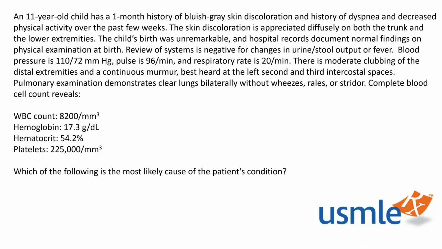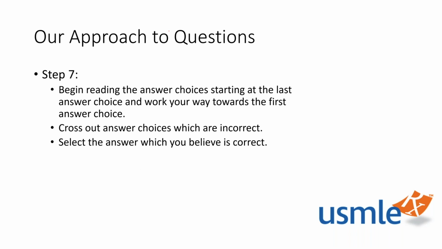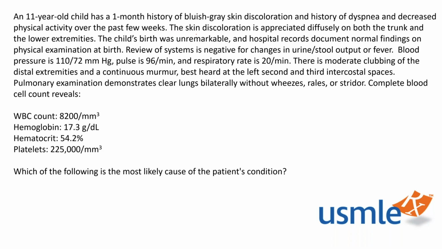We have an 11-year-old child with a 1-month history of bluish gray skin discoloration and a history of dyspnea, as well as decreased physical activity over the past few weeks. So within the sentence, we have he's 11, a 1-month history, he's bluish gray, some decreased physical activity, maybe some dyspnea, and it's been going on over a few weeks, and they already gave us the month. That would be something to think about for this sentence. We won't do that for every sentence, since it takes a little too long, but I think you get the point. The skin discoloration is appreciated diffusely over the trunk and the lower extremities.